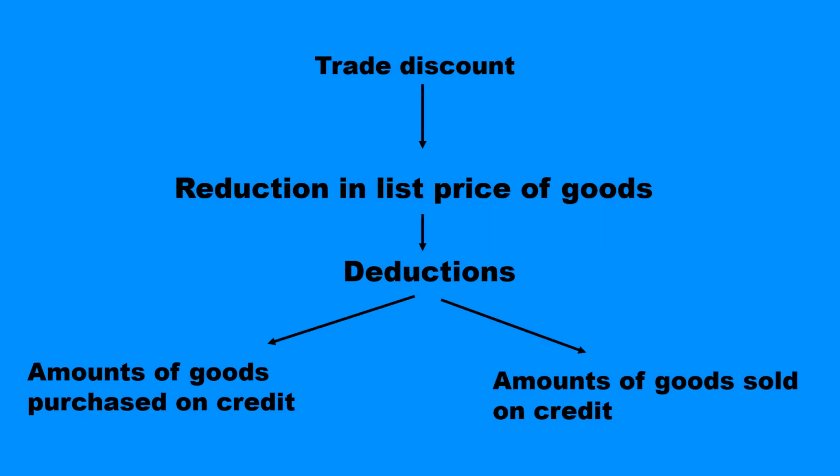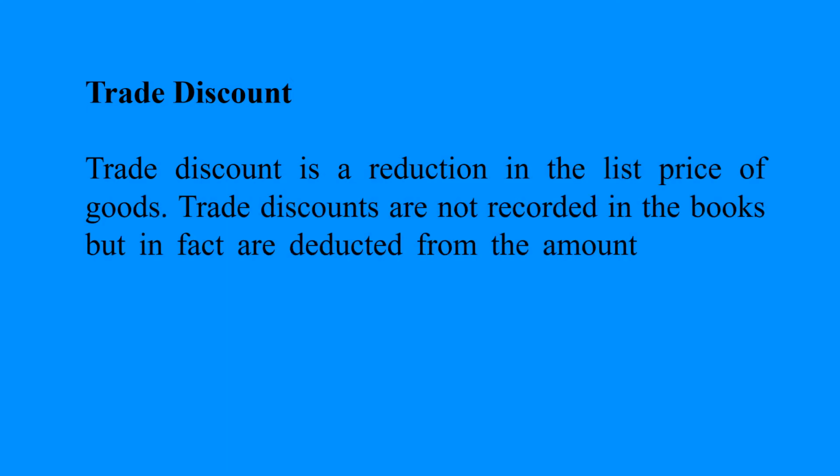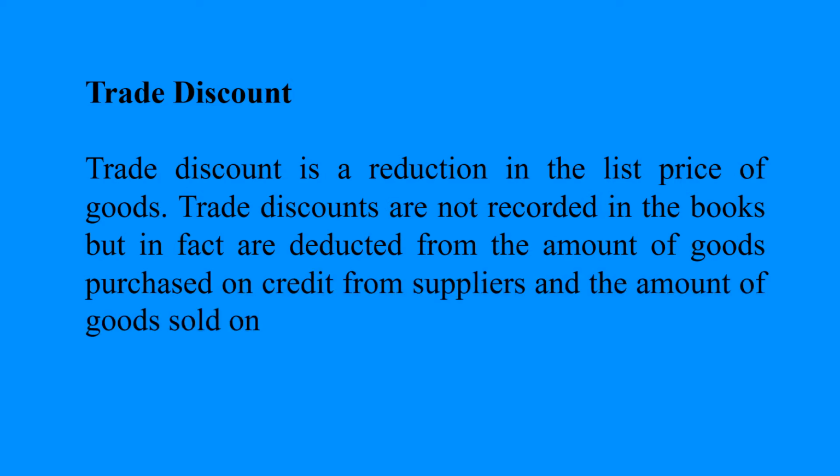Now, trade discount is defined as a reduction in the list price of goods, that is, deductions from amounts of goods purchased on credit or amounts of goods sold on credit, that is, the discount that we receive on the list price. Therefore, trade discount is a reduction in the list price of goods. Trade discounts are not recorded in the books, but in fact are deducted from the amount of goods purchased on credit from suppliers and the amount of goods sold on credit to customers.